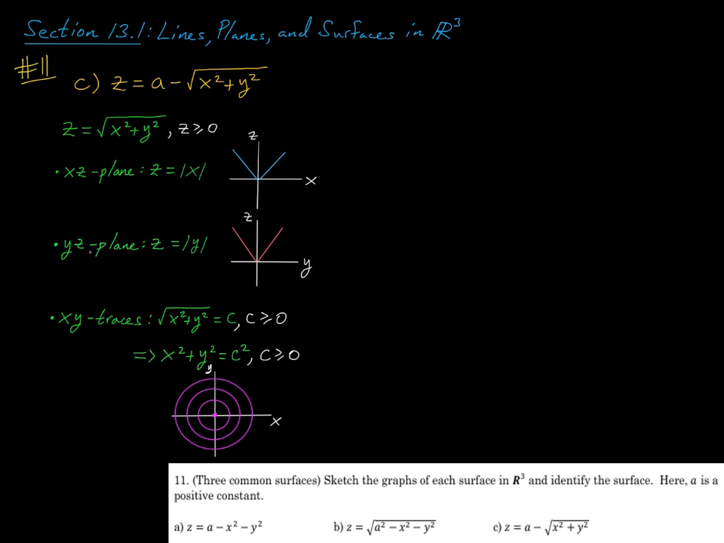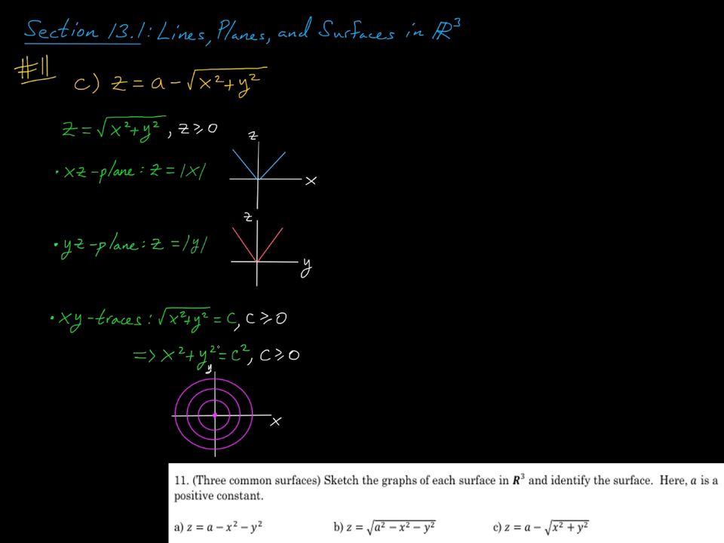Now the intersection of this surface with the yz plane, well, likewise, I get that z is equal to the absolute value of y, because there I'm going to set x to 0. So I get that z is equal to the root of y squared. So we get another absolute value graph. And now for the xy traces, we're going to set z equal to a constant. Okay, so I get the root of x squared plus y squared is equal to c. And again, since c is a positive square root, c is non-negative.